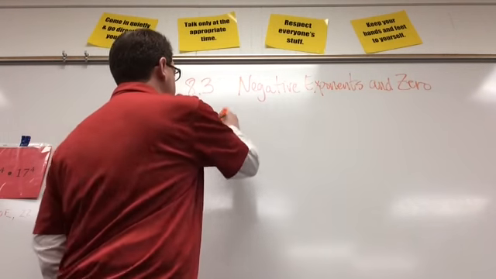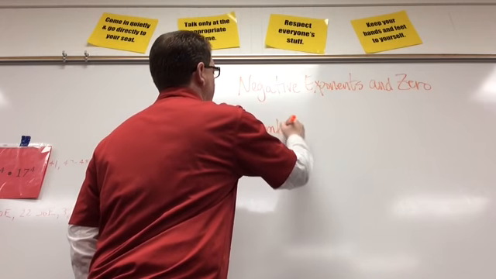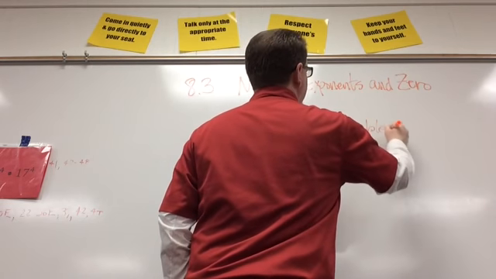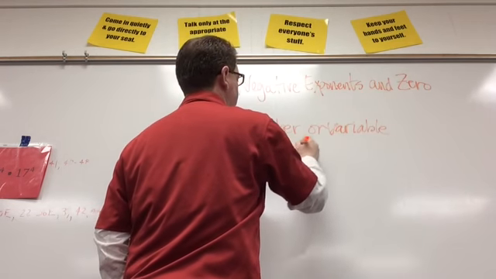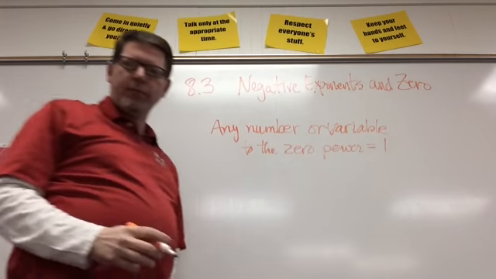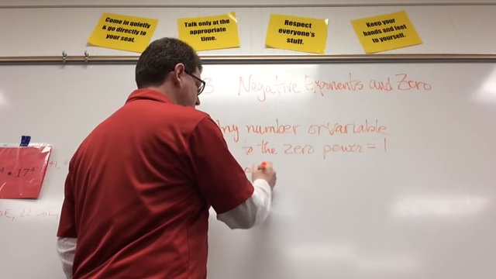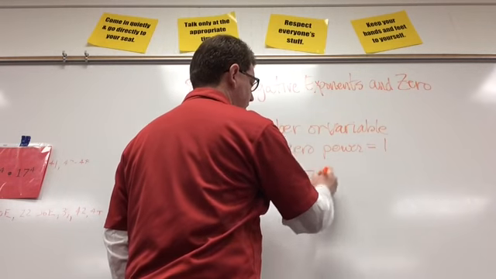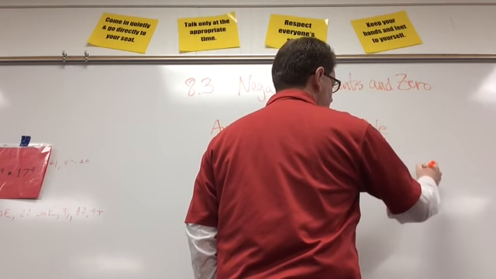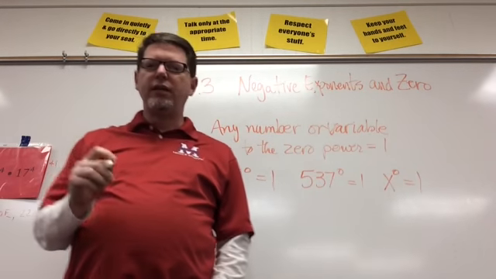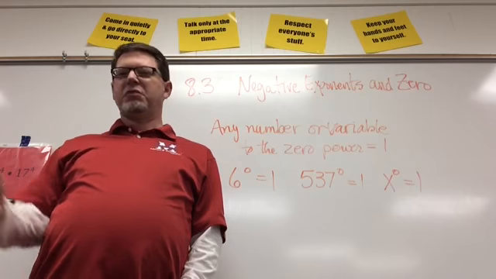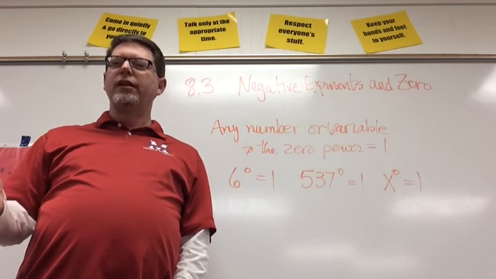So any number or variable to the 0 power equals 1. That's all you need to know. 6 to the 0 power equals 1. 537 to the 0 power equals 1. X to the 0 power equals 1. Any number raised to the 0 power equals 1. Period. End of sentence. That's all you need to know. It's raised to the 0 power, it equals 1. That's all for that part.